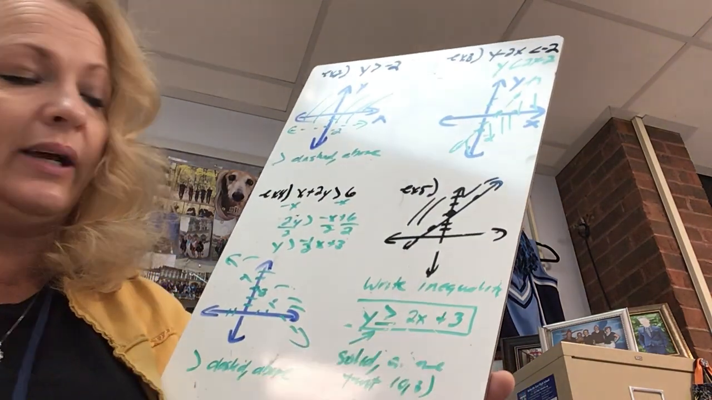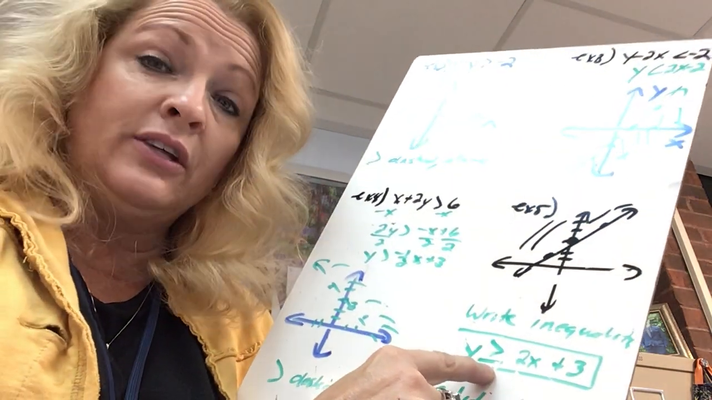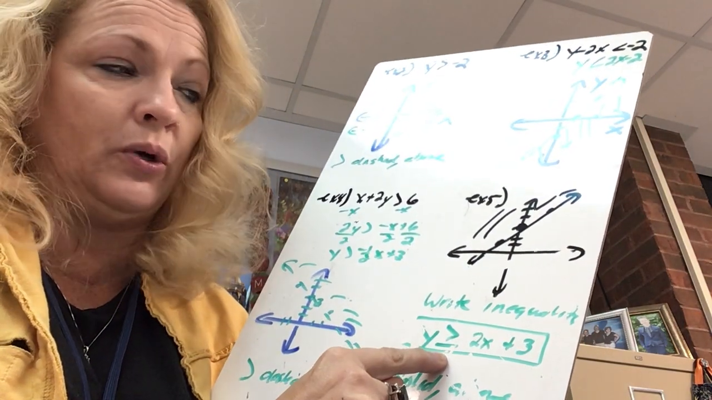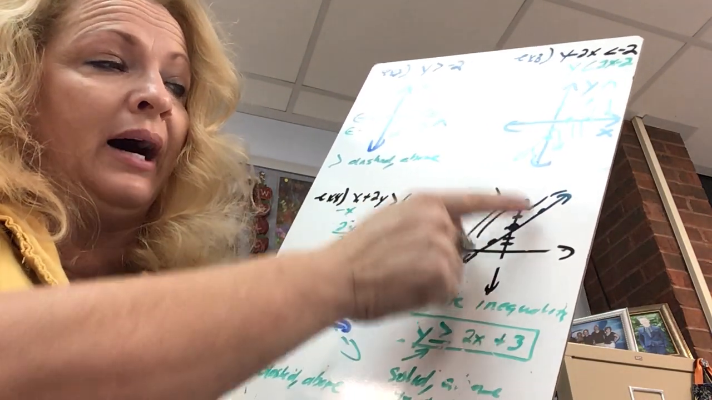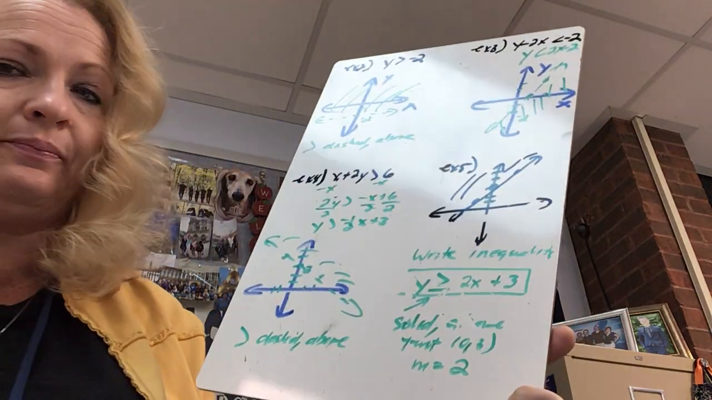So I know I have 2x plus 3, but now I have to decide upon my inequality sign. So since this is a solid line, I know it's going to be equal to. Since I shaded above, greater than, it's greater than or equal to.